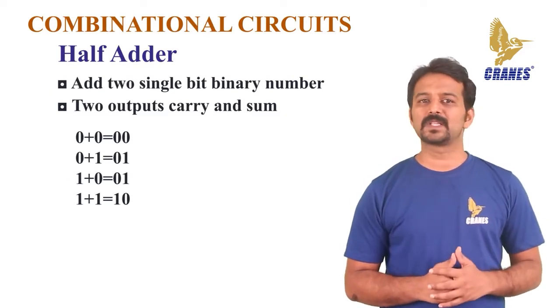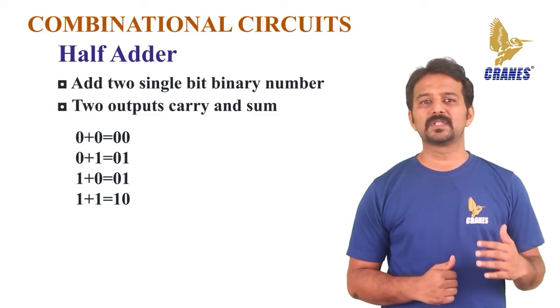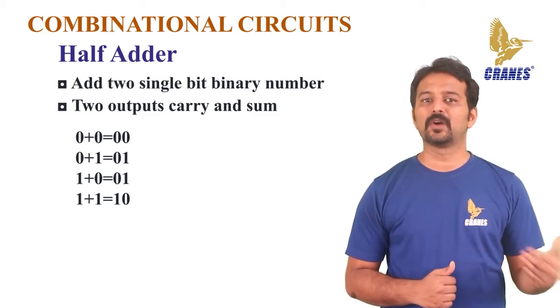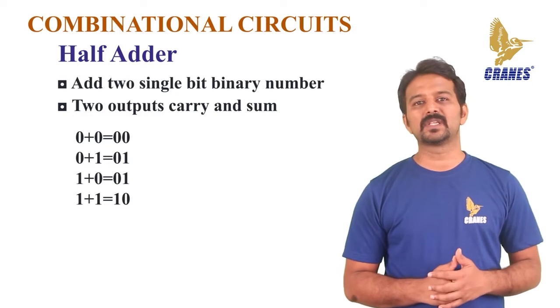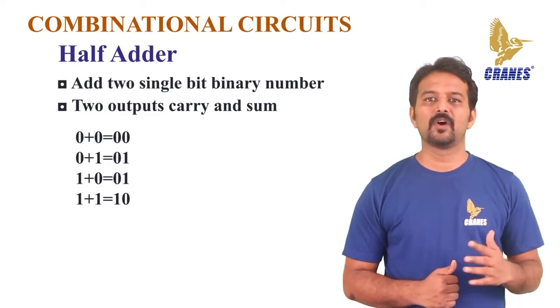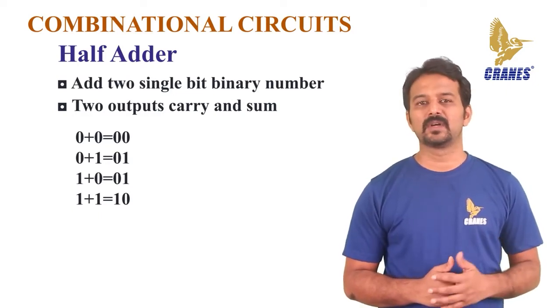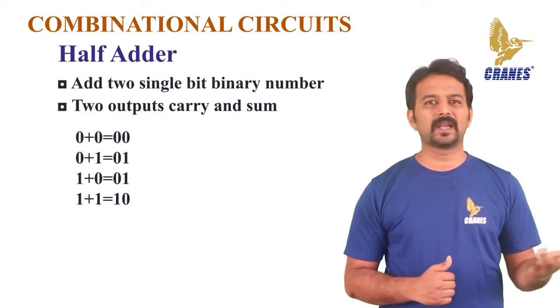But the result for 1 plus 1 is 10. The sum result must be rewritten as a 2-bit output. Thus, the equations can be written as: the output 1 of 10 is the carry out, the sum is the normal output, and carry is the carry out.